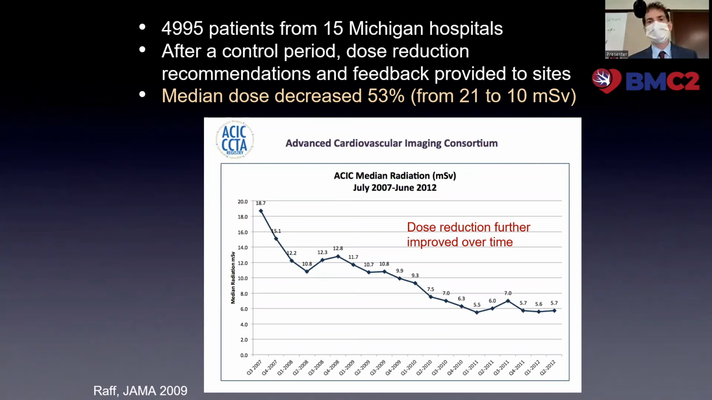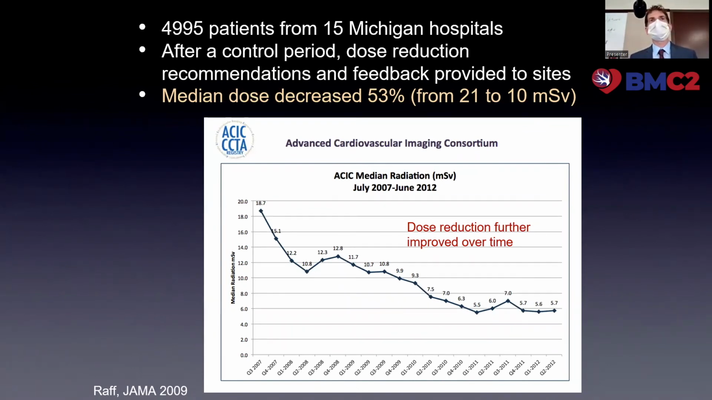This comes out of the imaging consortium that Blue Cross Blue Shield funded several years ago, but this was one of the major studies that came out as well, looking at 5,000 patients at 15 Michigan hospitals, and they had a control period where they looked at what the radiation doses were. It was 21 millisieverts, median dose, so a lot. And after giving feedback and recommendations to sites, they brought it down to 10 millisieverts. And then they followed it for a further period of time, and they brought it down to about 6 millisieverts. As far as I know, it's stayed in that area. I don't know that it's been assessed in the last several years.